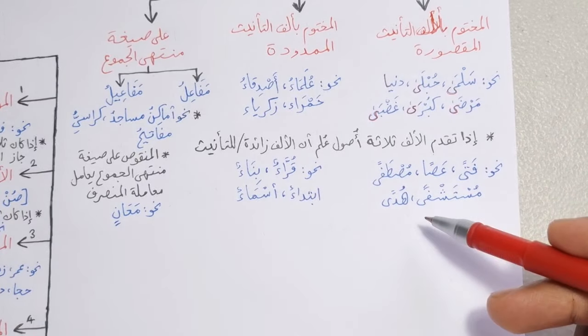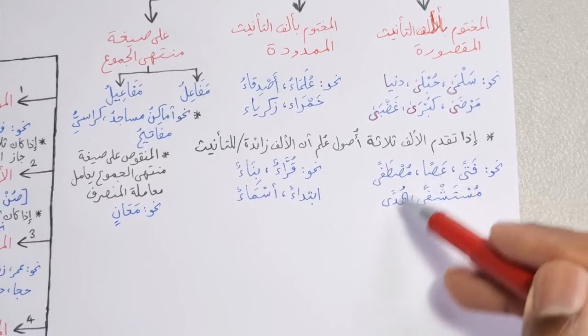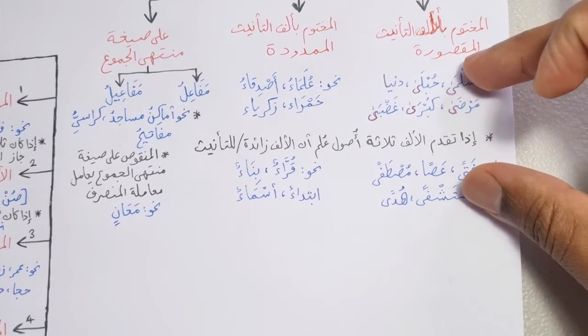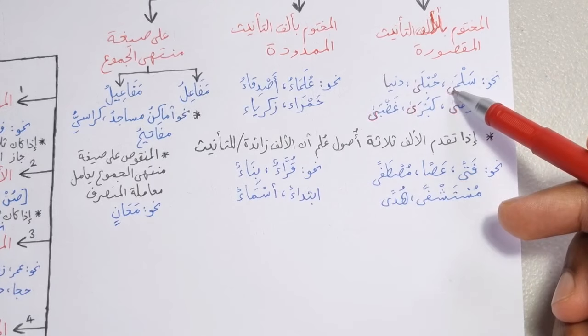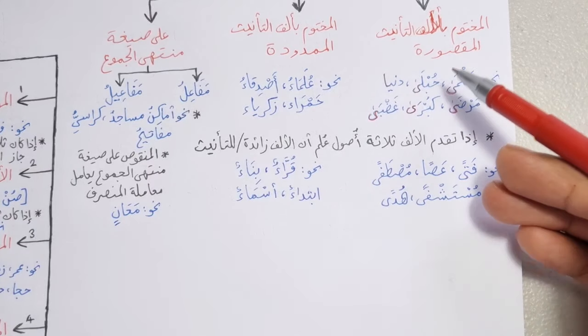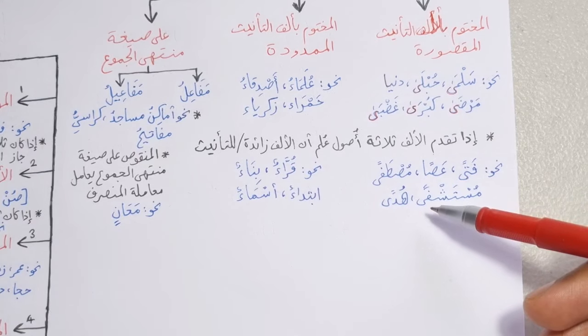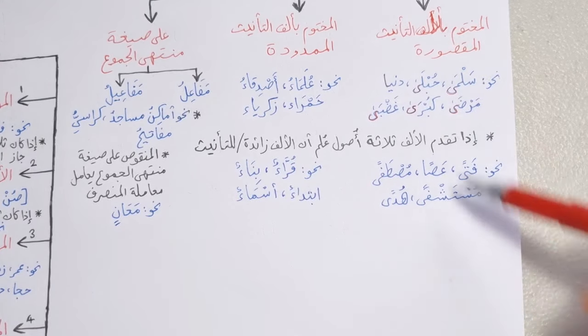These ones are not considered to be mamnu' min as-sarf, because the alif in these ones is not additional. That's the distinction between the two. If the alif is additional, then it's going to be mamnu' min as-sarf. But if the alif is not additional, it's not going to be mamnu' min as-sarf. Okay, that's the first reason.